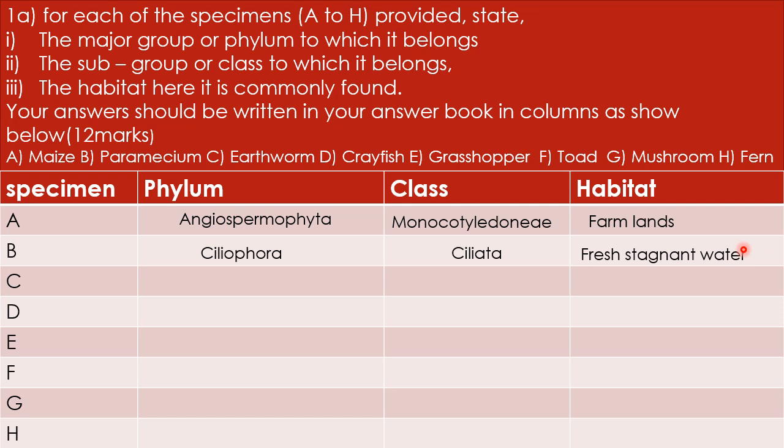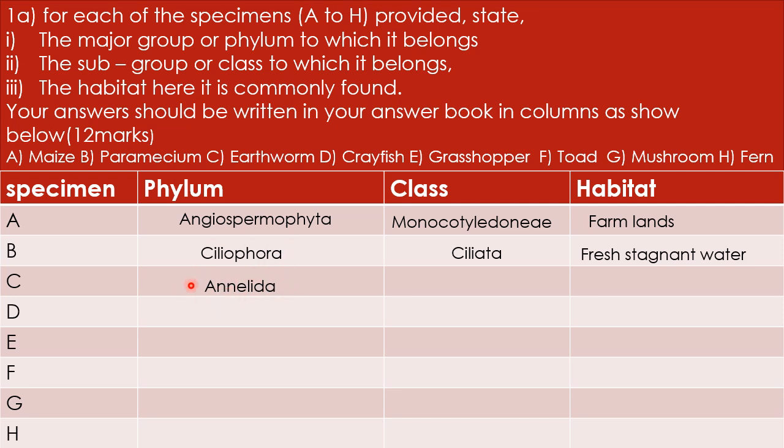Or better still, guys, it is good to be specific than to write marine water. It will be so good for you to write the water actually in question, like sea water, oceans, and lakes. Yes, it is better to say sea water, lakes, oceans than to just say marine water. Good. So friends, specimen C is the earthworm, right? So which phylum does it belong? Good, guys, phylum Annelida. Great.